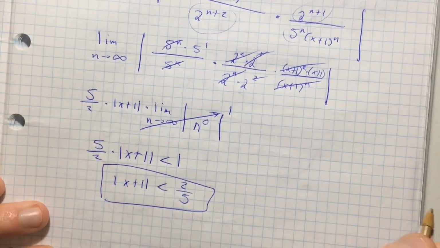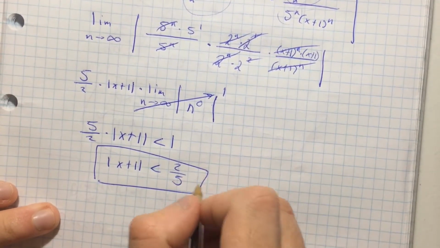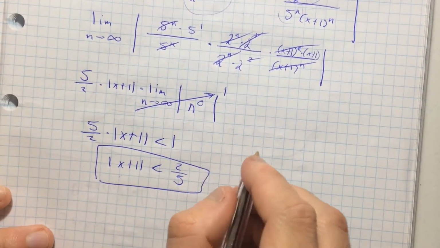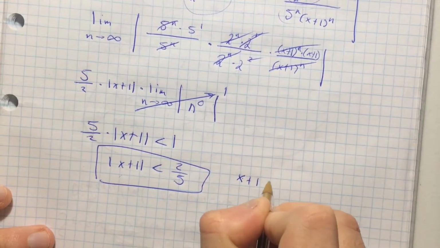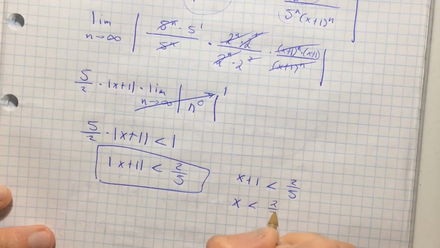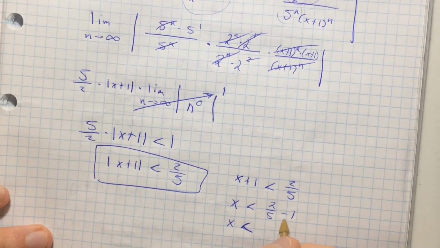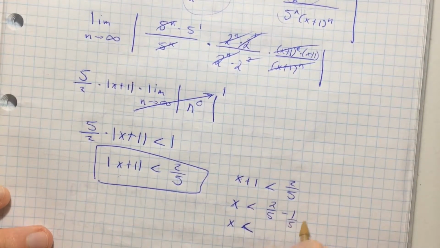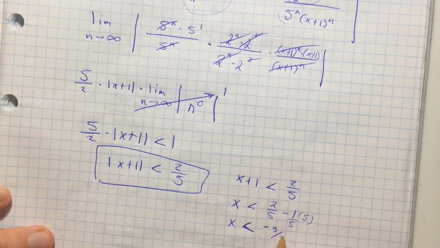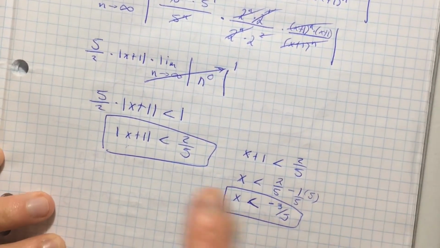Cool. Now, let's find the open interval of convergence, shall we? For this to be less than 2/5, let's say that x is greater than or equal to 1. Then x plus 1 is less than 2/5, which means that x is less than 2 over 5 minus 1. I multiply top and bottom by 5, so that's 2 minus 5. So this is minus 3/5. Alright, so that's one of my points for this to be convergent.